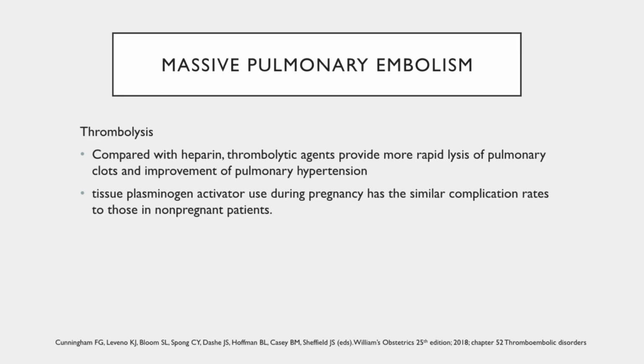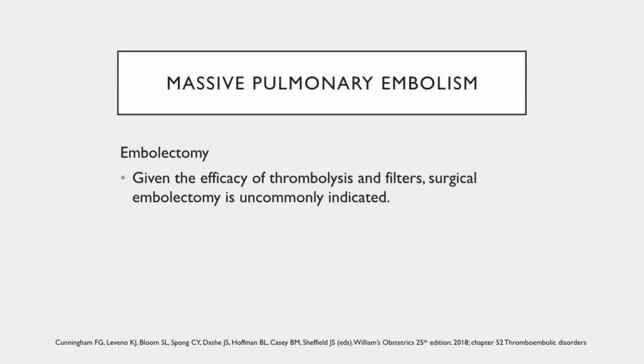You can also do thrombolysis. Now, compared with heparin, thrombolytic agents provide more rapid lysis of pulmonary clots and improvement of pulmonary hypertension. Tissue plasminogen activator used during pregnancy has similar complication rates to those in non-pregnant patients. We can do embolectomy. Now, given the efficacy of thrombolysis and filters, surgical embolectomy is now uncommonly indicated.